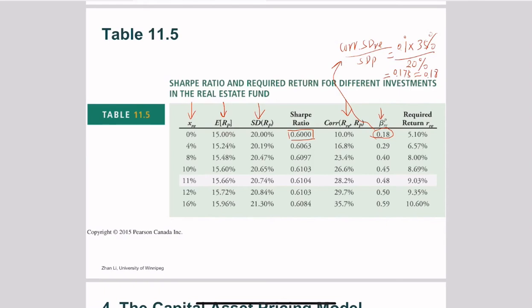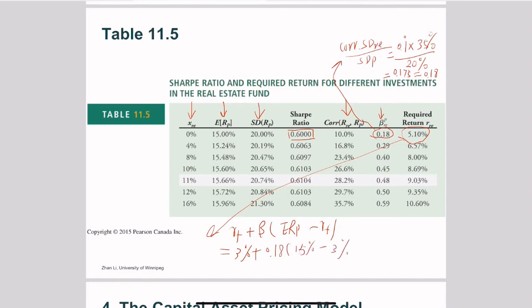Okay. Now we could calculate the required return, right? Well, required return is easy. Let's see how we could get 5.1 here. So required return equals the risk-free rate plus beta times the expected return of the combined portfolio P minus the risk-free rate. So it's 3% plus 0.18 times 15% minus 3%. So this gives us 5.1%. Okay, great.